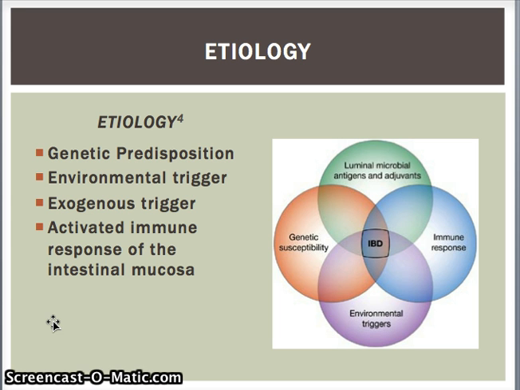Although the exact etiology of Crohn's disease is unknown, research suggests a strong genetic susceptibility to the condition. Both environmental and exogenous triggers activate an immune response in the intestinal mucosa. However, the oral cavity to the anus can be affected as well. And all of these contribute to inflammatory bowel disease.